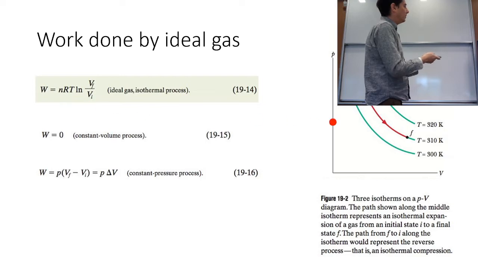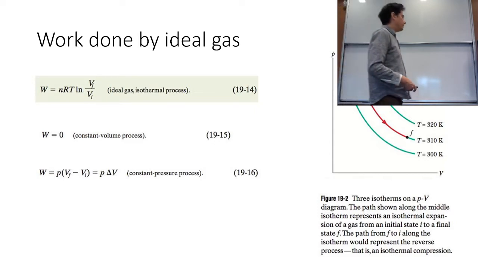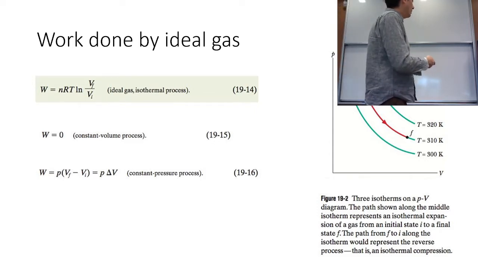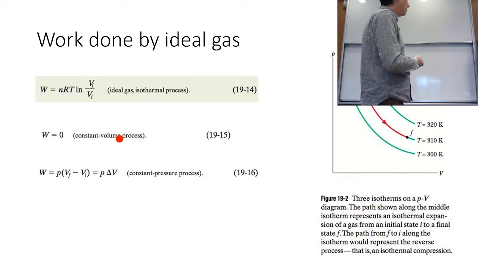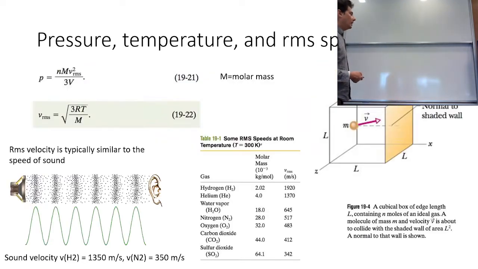So constant temperature relations or transitions look like this, basically 1 over V on the PV diagram. For constant volume processes, we already saw that work is 0. For constant pressure, it's just P times the change in the volume.